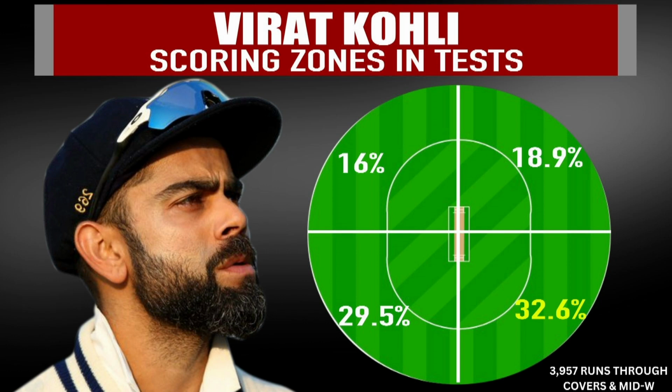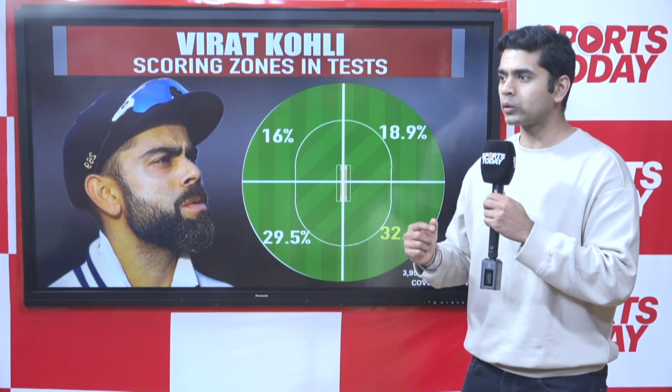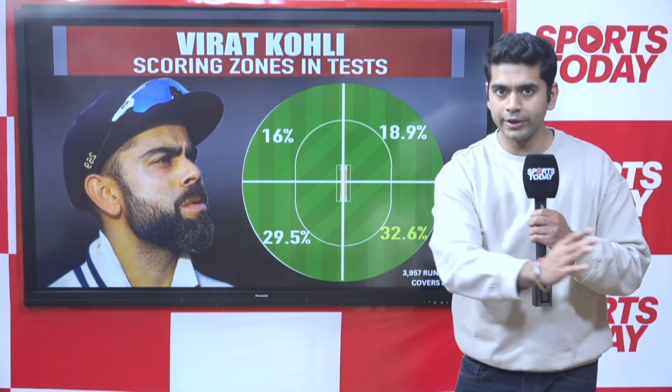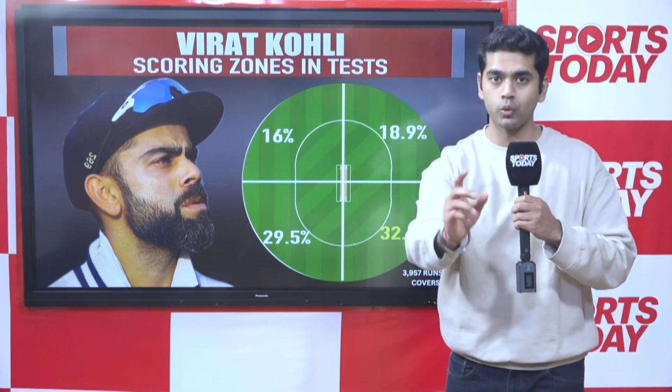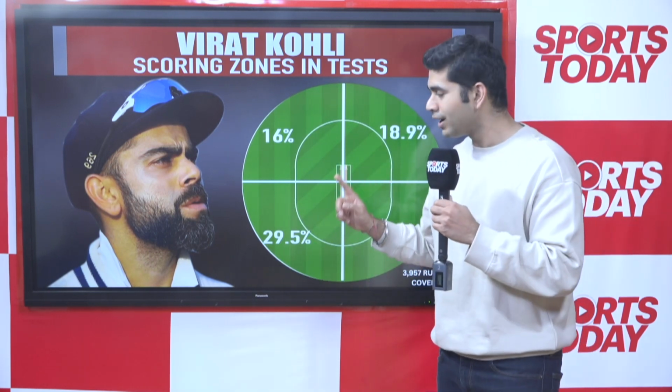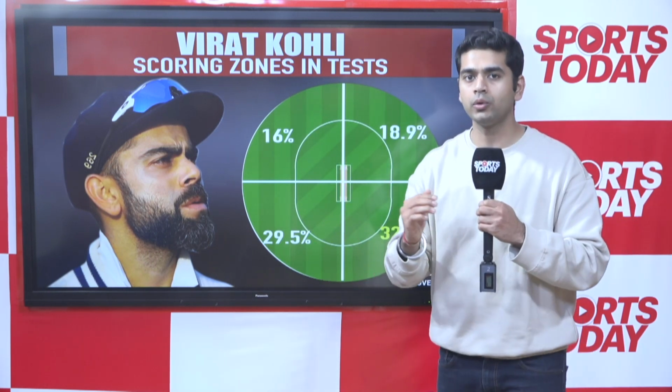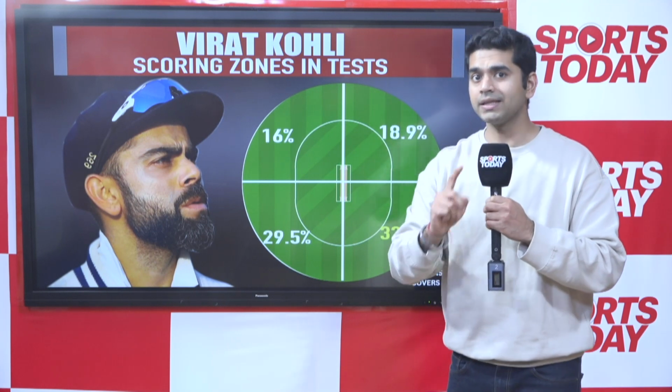And you see on the onside, from deep backward square to down the wicket, straight down, 33% of runs being scored by Virat Kohli over there. So clearly there's one pattern to Virat Kohli's runs, that he likes scoring them in the V and in front of square. Now this is something that the Australians knew, and they didn't want Virat Kohli to get these deliveries. Now what is it that they did?